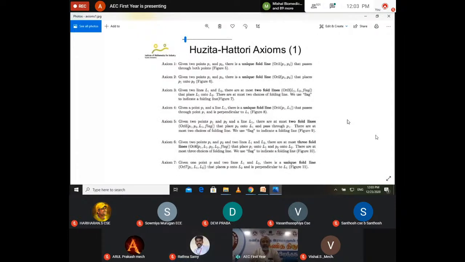Yes, you are seeing these kind of axioms. These are also called Huzita-Hatori axioms. Now, this is the first set of axioms. Of course, I told you the system is getting developed. For example, axiom one: given two points P1 and P2, there is a unique fold line that passes through both points. So like this the axioms go on, but it has to be understood in the next photo.